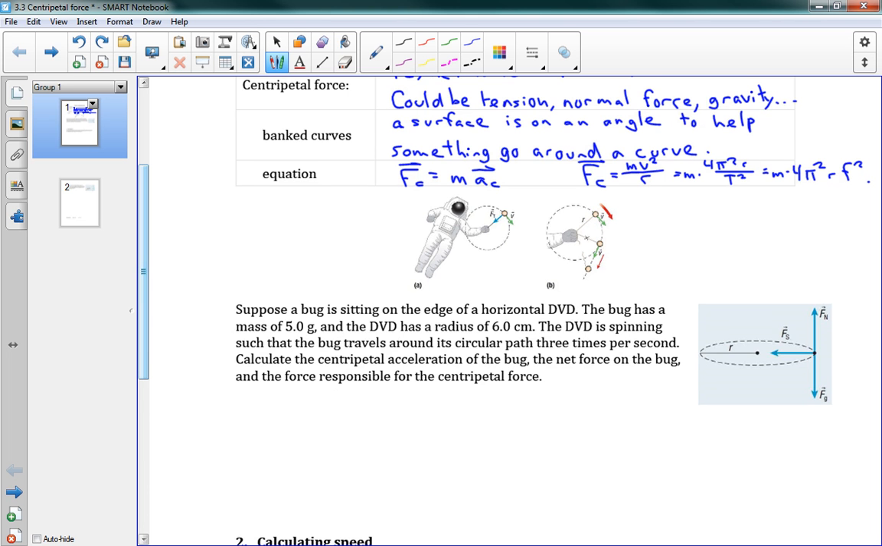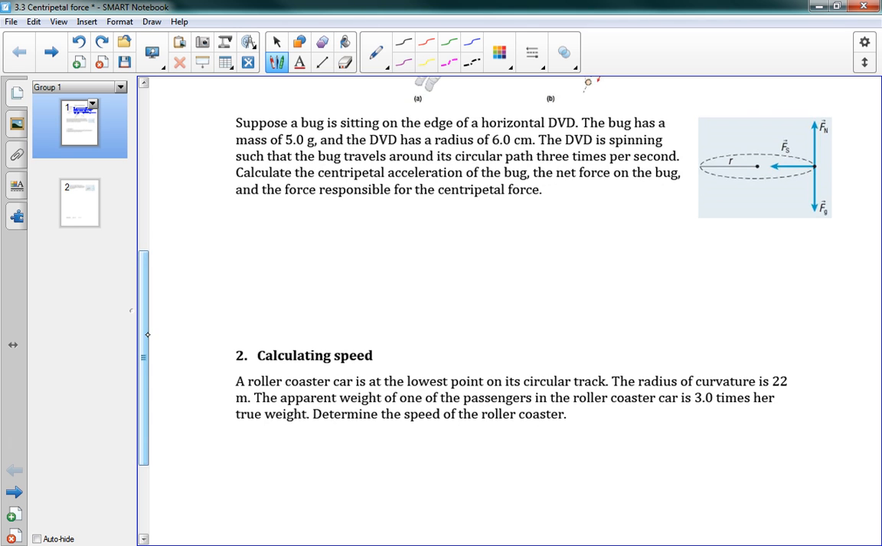Perfect. Okay, we're going to deal with our first problem here. It says, suppose a bug is sitting on the edge of a horizontal DVD. The bug has a mass of 5 grams and the DVD has a radius of 6 centimeters. The DVD is spinning such that the bug travels around its circular path 3 times per second. So, in this picture here, this is our bug sitting on the edge of the DVD. The DVD is spinning around like this, and it's spinning so fast that it goes around in a full circle 3 times per second. Calculate the centripetal acceleration of the bug, the net force on the bug, and the force responsible for the centripetal force.